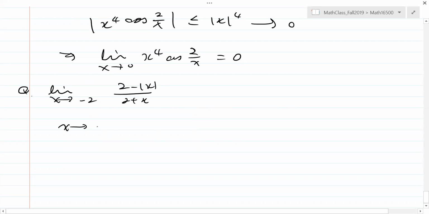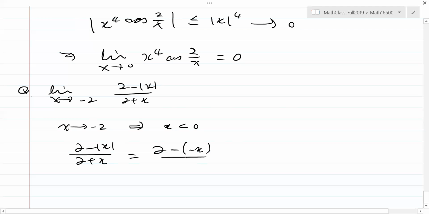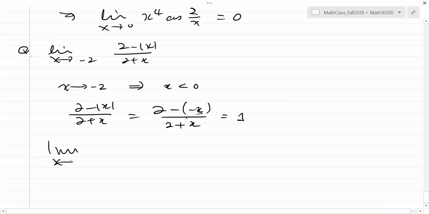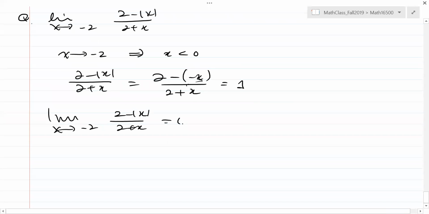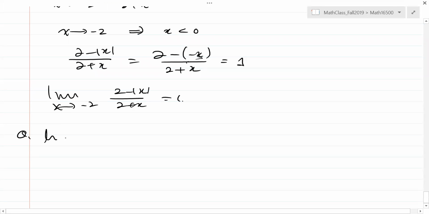So notice that when x is getting close to negative 2, the x value will be negative. So this implies it's negative, right? So the absolute value of 2 plus x is going to be 2 minus negative x, and the ratio with 2 plus x is always equal to 1. Okay, so therefore the limit is always equal to 1 because it's constant.